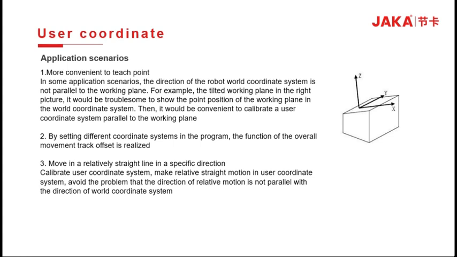Secondly, by setting different coordinate systems in the program, the offset function of the overall motion track is realized. And finally, for moving in a relative straight line in a specific direction, calibrate the user coordinate system and move in a relative motion in the user coordinate system, to avoid the problem of non-alignment between the relative direction and the direction of the world coordinate system.